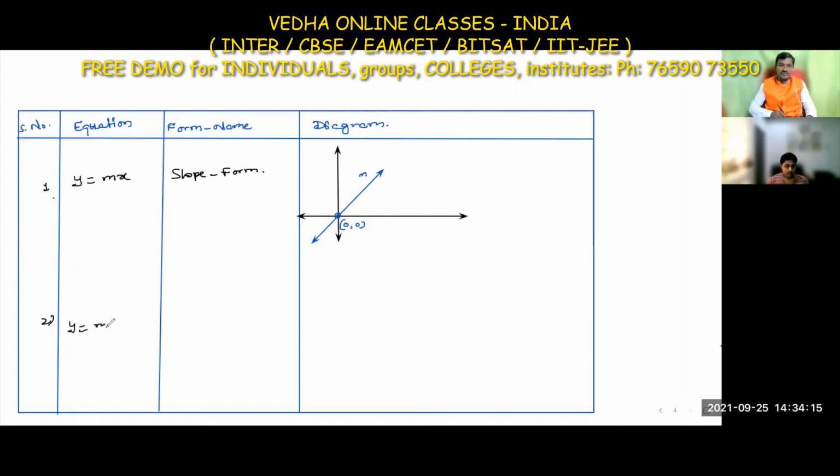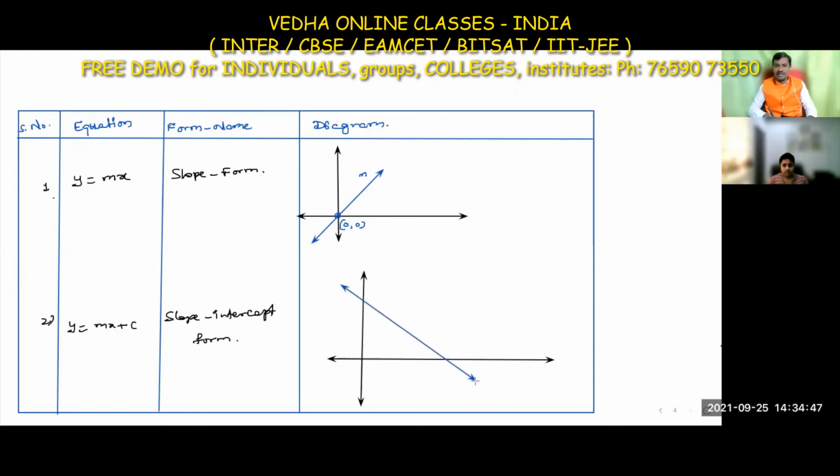y equals mx plus c. This is called the slope intercept form. In the name itself we have what we use. So what is given? When we know the slope of the equation and the intercept, that is, the slope as well as the y-intercept.